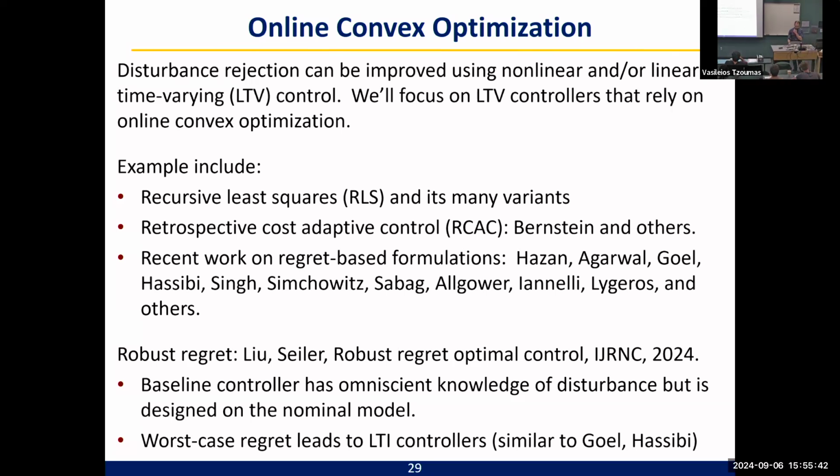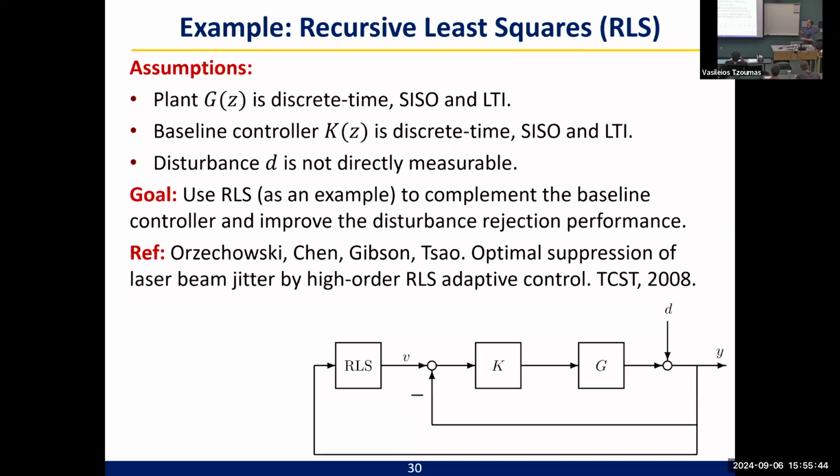Okay, so there's a big literature here. I'm going to talk just about the most basic version, which is recursive least squares. So here's what it's going to look like. I've got the same setup as before. Now I've added one more loop here. So what's going to happen here?